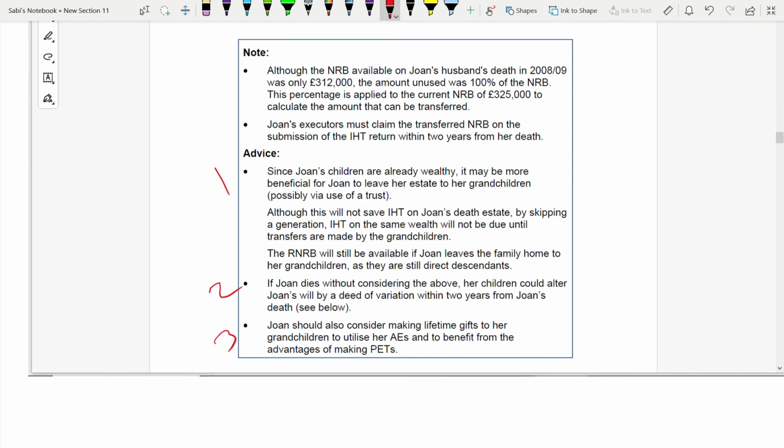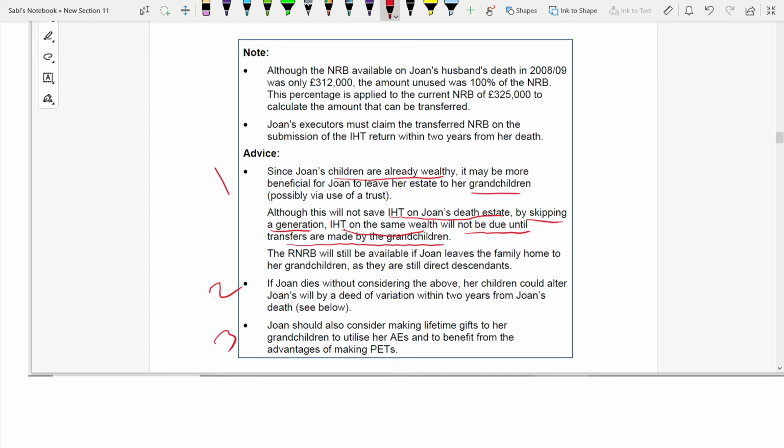So let's read the 3 advice. See, one is their children are wealthy. Children were already wealthy. So better to give it to grandchildren. Rather than giving it to children, leave the estate. John could leave her estate to grandchildren. So even though this will not save IHT on John's death estate, by skipping a generation, IHT on the same wealth will not be due until the transfers are made by the grandchildren. Until the grandchildren make the transfer, IHT will not be payable.